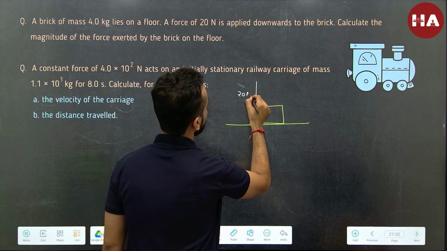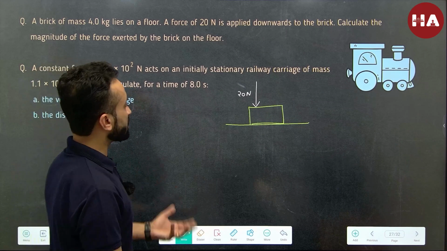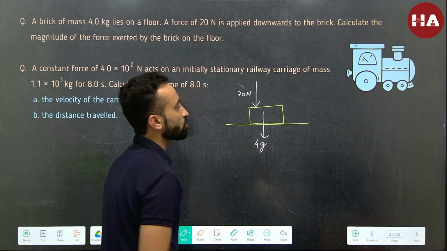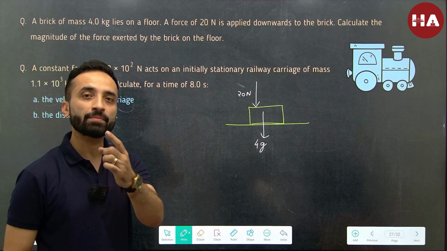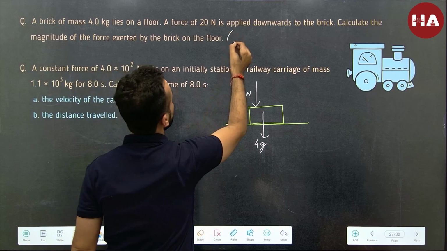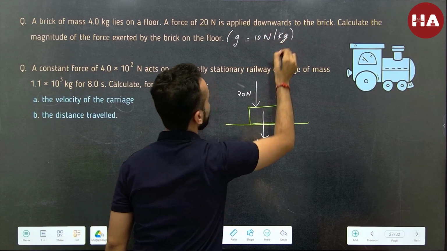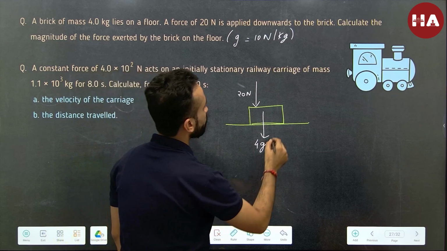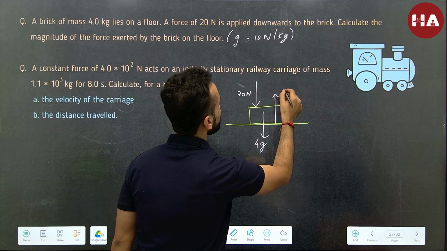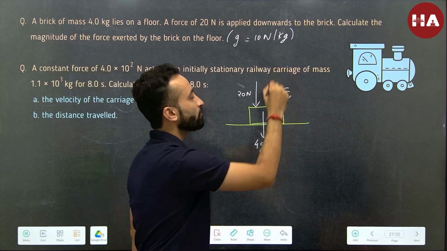So we are applying a force of 20 Newton, and since it is 4 kilogram, the force of gravity is going to be mg. So g means the gravitational field strength, which we are taking for now, let's say 10 Newton per kg, or 10 meter per second square. So what is the force that the ground is applying on this brick? Let's say F. We can also call it the contact force.